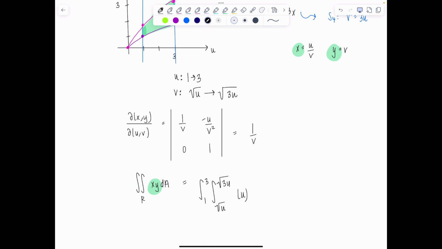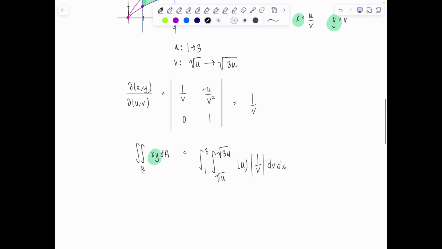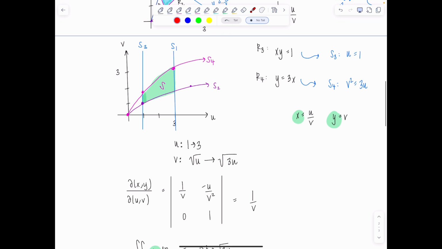Then we have the absolute value of the Jacobian, so absolute value of 1 over v. And then we set it up to be dv du, right? Because the constant limits were for u, so they go on the outside. Okay, now, do I need absolute value on v? Look where we are. We're good, right? So you can drop them.